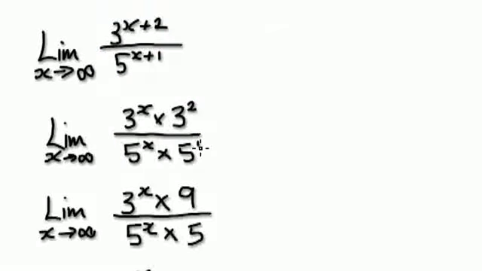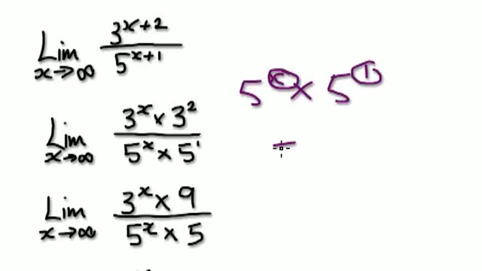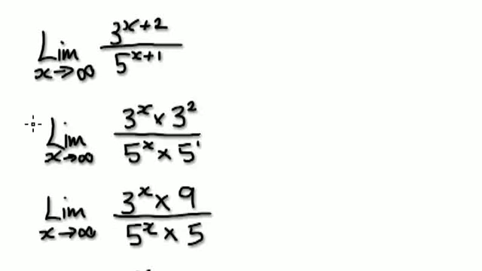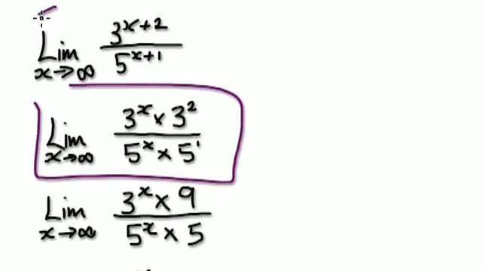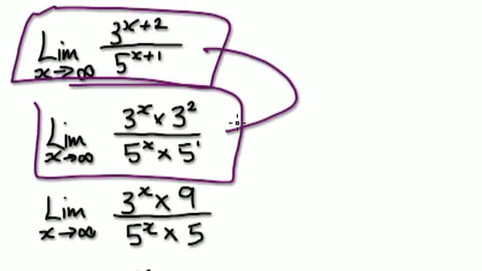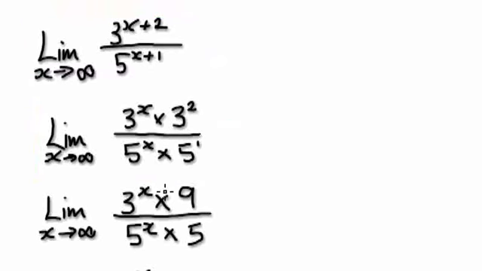So here this is 5 to the power of 1. My point here is that if you're given 5 to the power of x times 5 to the power of 1, you can just add these two together, so it's 5 to the power of x plus 1. Anyway, from here you will get to here, and 3 squared is 9.